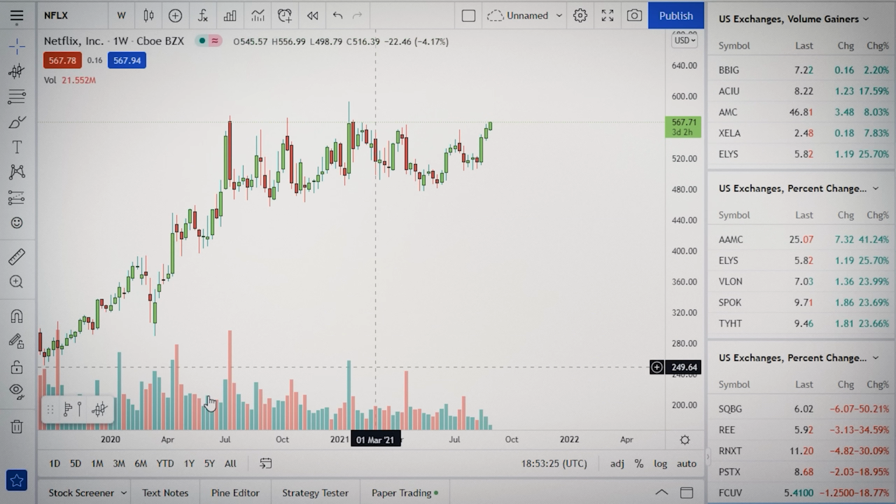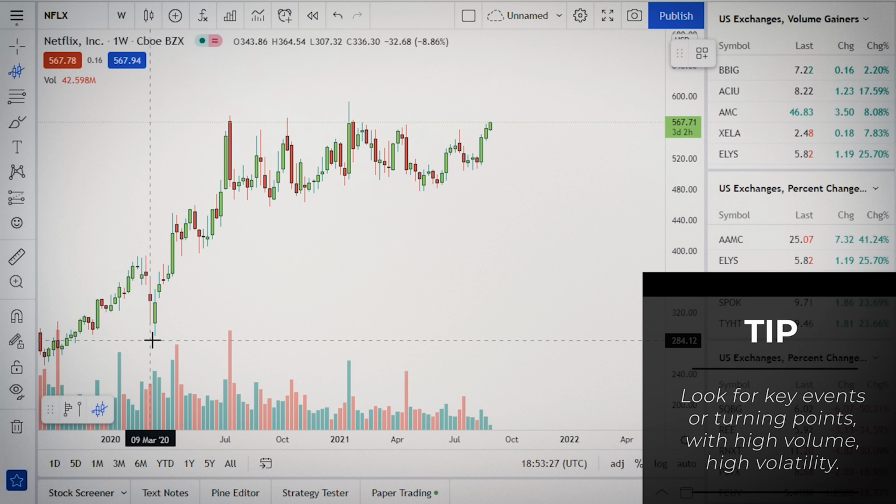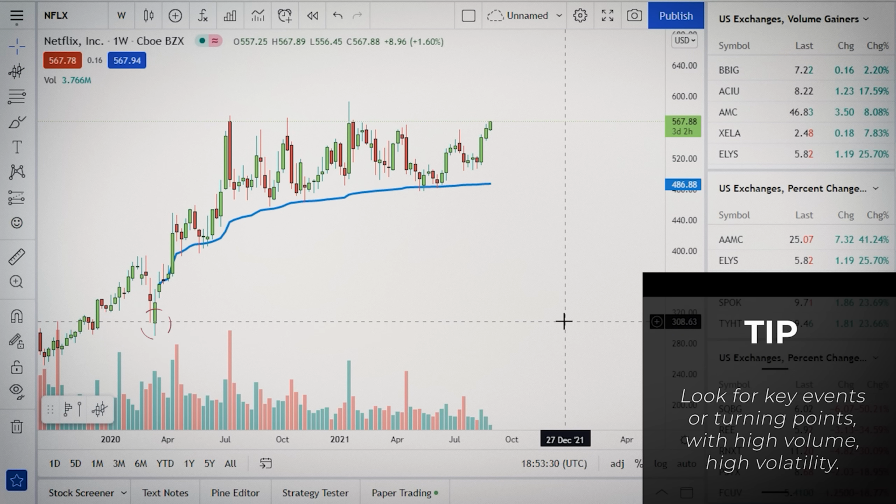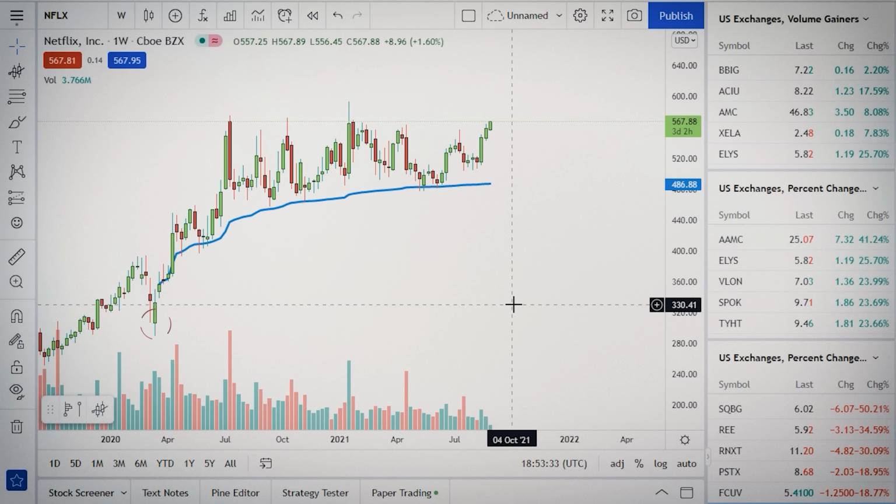At this point, something really big happened. There were tons of buyers and sellers, lots of volatility. So this looks like a good point in time to anchor. Let's click this candle, the absolute low, and there's our anchor VWAP.